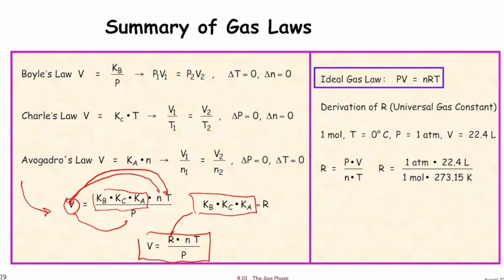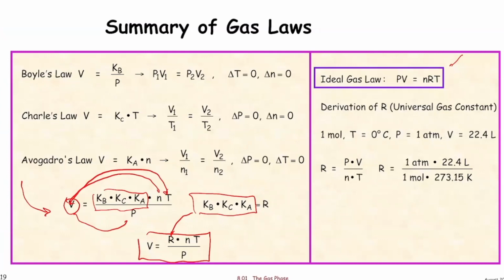Why? Because when you're looking at Boyle's law, the temperature and the moles are constant. So that doesn't play a role. And so when you take PV equals nRT and you basically say that temperature and moles are constant, you get the relationship that pressure is inversely proportional to the volume.